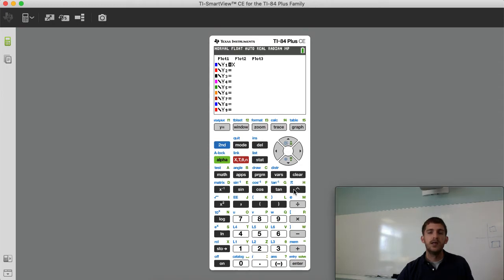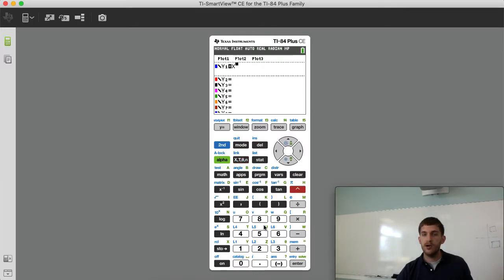So we'll do X. Now, there is no to the 4th button. You'll see there's a to the 2nd button here. To get to the 4th, we use this button. It's called a caret. So we go X caret 4.